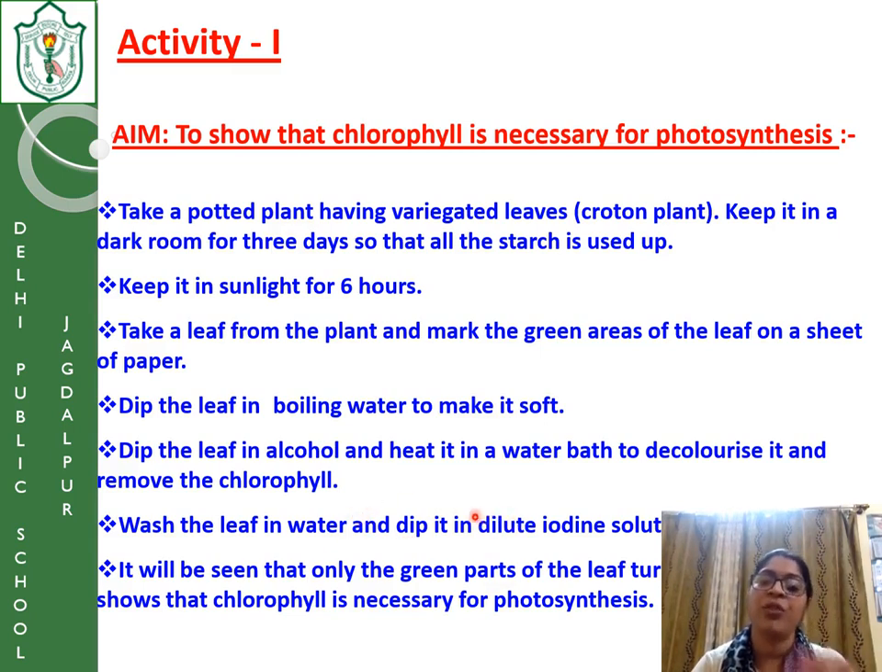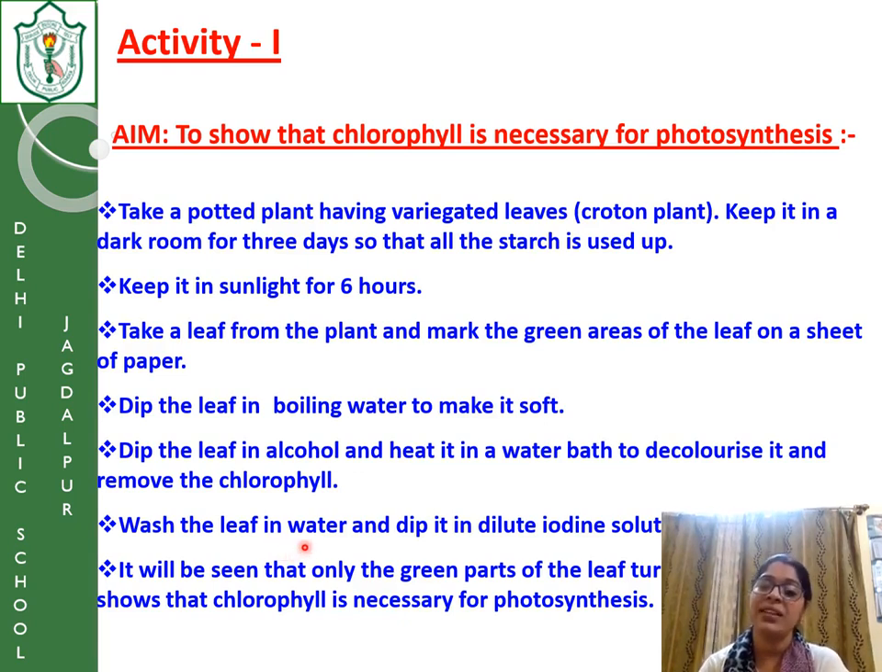What is the role of the alcohol here, children? The alcohol has an ability to decolorize. It will take away all the chlorophyll from that particular leaf. Chlorophyll will be washed away by the alcohol. So we remove the chlorophyll with the help of the alcohol.